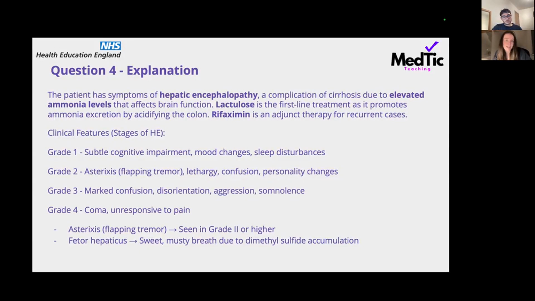So in terms of grading hepatic encephalopathy, it's split into 4 grades, obviously with grade 1 being the least severe and grade 4 being the most severe, with lots of people that are in grade 4 often going straight to ICU, in a coma, unresponsive as well. So I'll give you a moment to read through those.